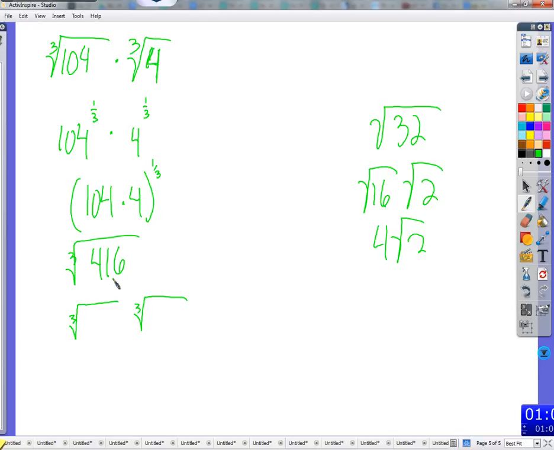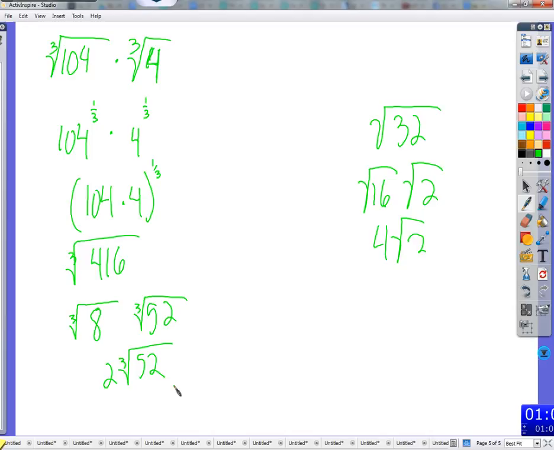Okay, that's 64. What's before 64? 27. Is 27 going into 416? What's the one before? 8. Is 8 going into 416? Probably. It does 8 times what? 52. So what's the cube root of 8? 2. So 2 times the cube root of 52.